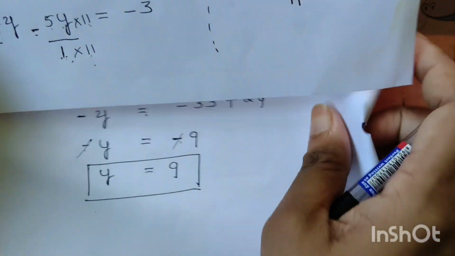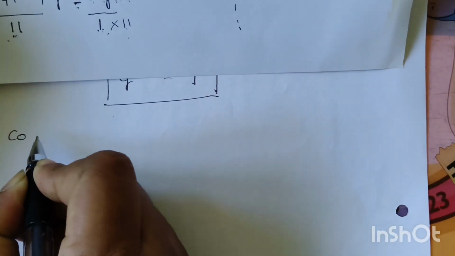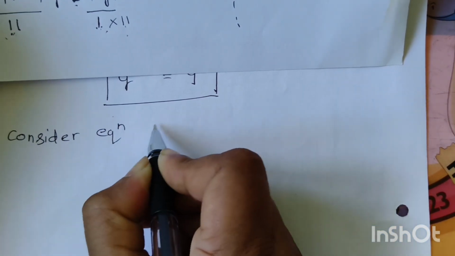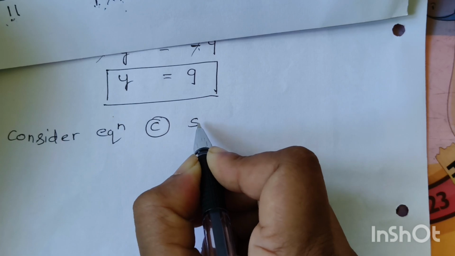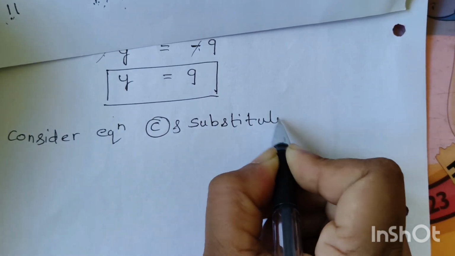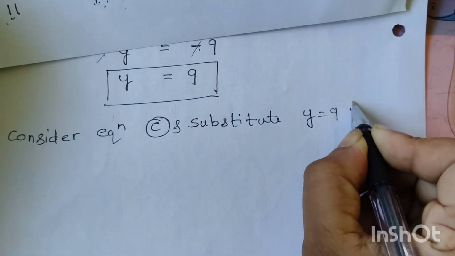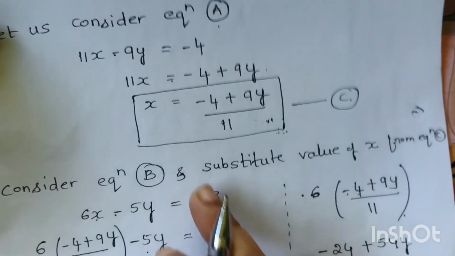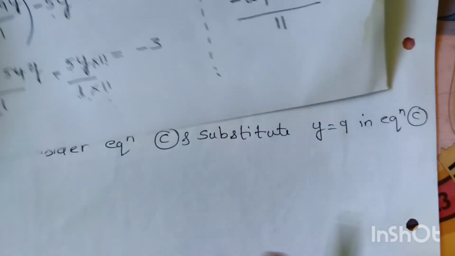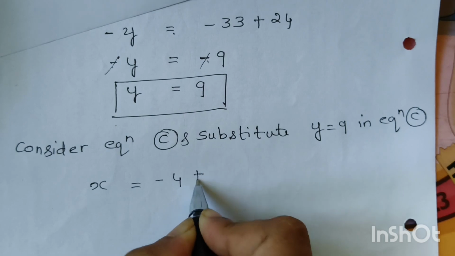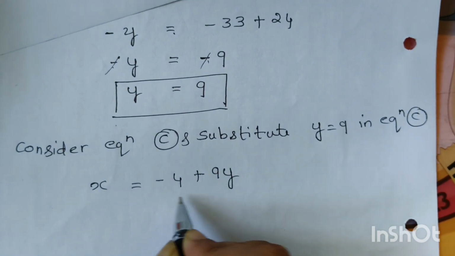Now let me consider equation C and substitute y is equal to 9 in equation C. This is our equation C. Let me write here. X is equal to minus 4 plus 9y divided by 11.